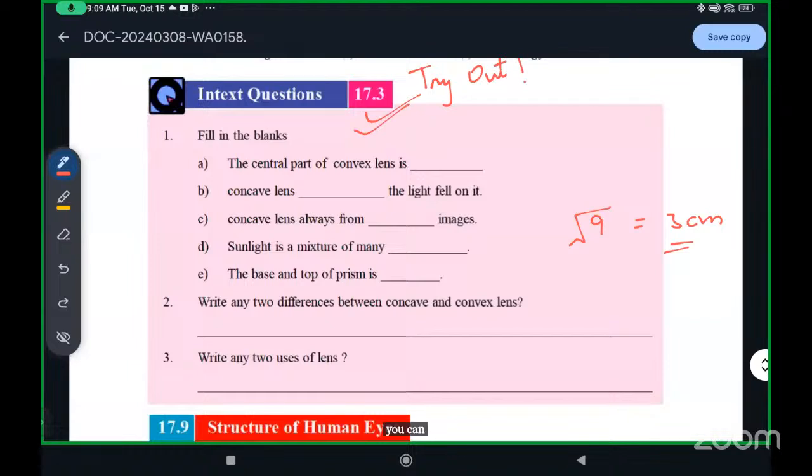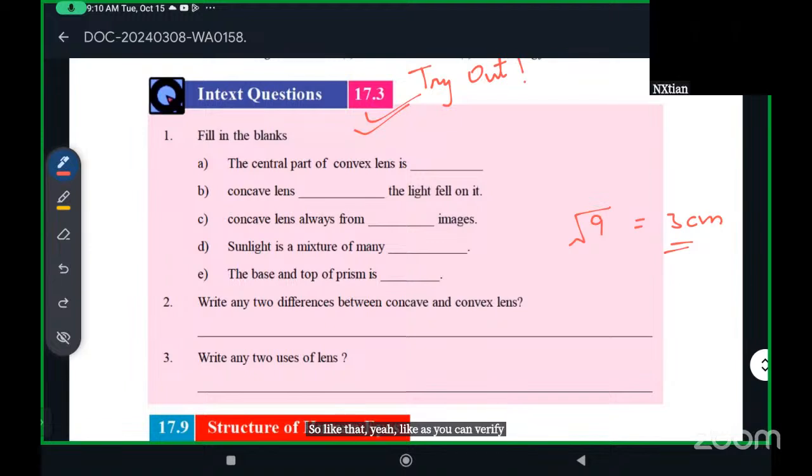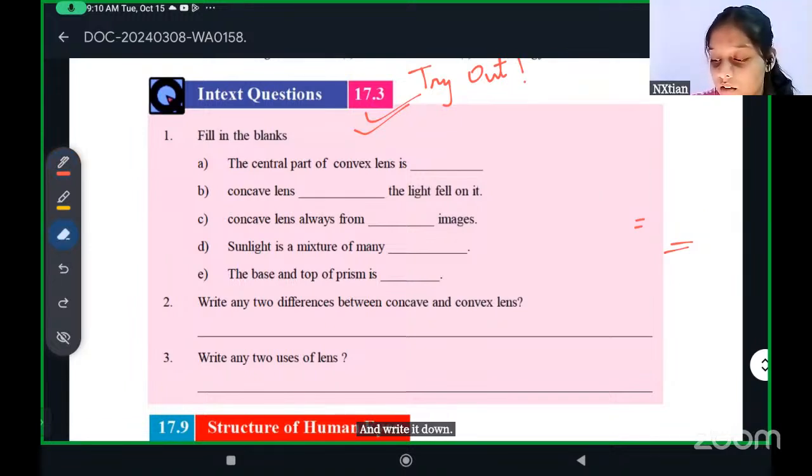We will draw a square with each side measuring 3 centimeters, and you will measure the sides with 3 centimeters and then draw the square. Then you can just write at the end that the square of sides 3 centimeters has an area of 9 square centimeters. Okay. Like that you can verify and write it down. Hope you all have understood it.